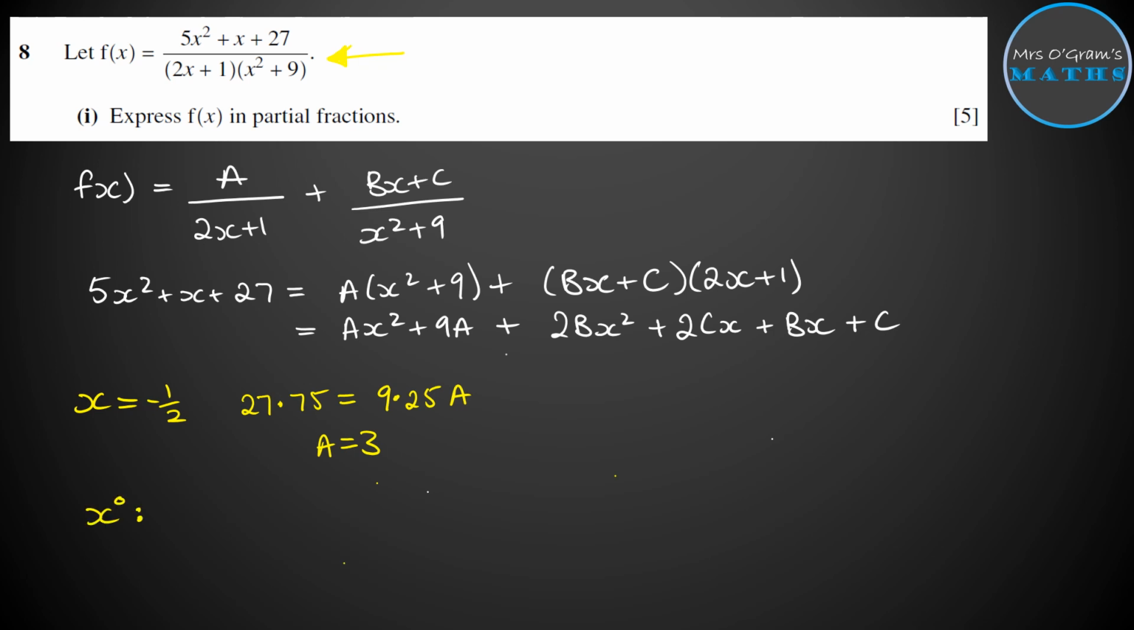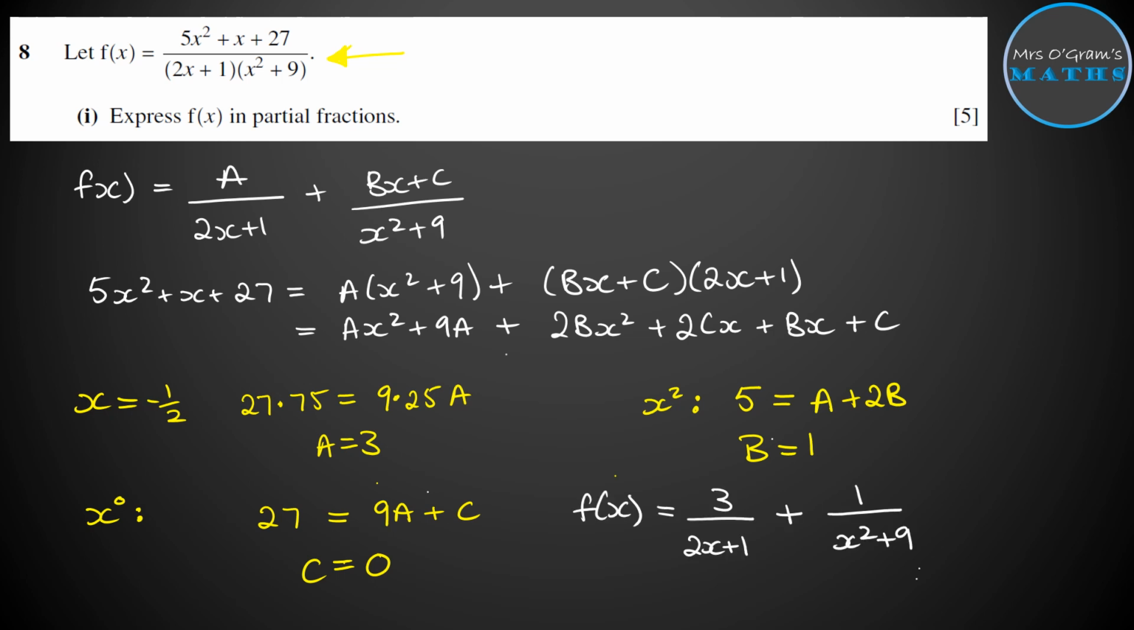Next I'll compare the constant terms, so we have 27 on the left hand side, we've got 9a on the right and c on the right. Well, since a is 3, 9 times 3 makes 27, so c must be 0. Now if we compare the x squared terms, then on the left we've got 5, on the right we've got a and 2b. Now since a is 3, b must be 1. So we have this for f of x.